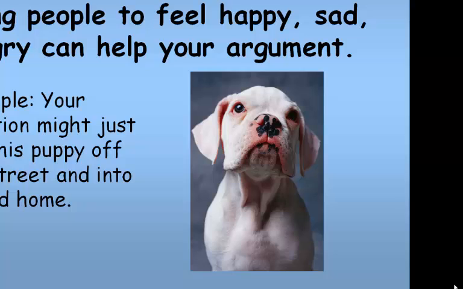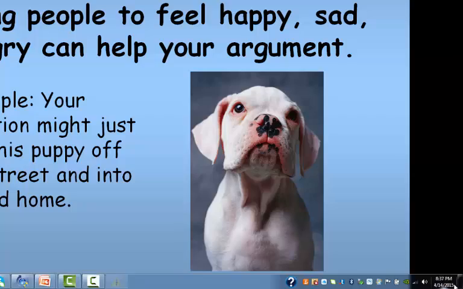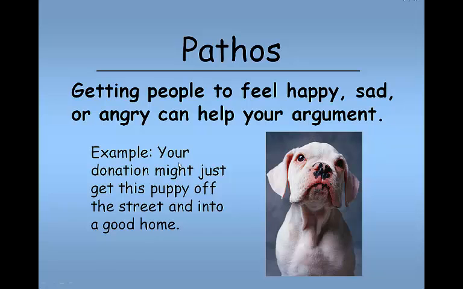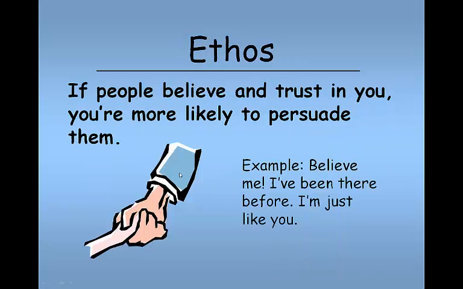So, yeah, I kind of buy into that. I don't want the puppy to be miserable, just like I didn't want Patsy to be miserable. So that's pathos. Okay, ethos is if people believe and trust in you. And that's a part of where good writing comes in. The example is, "Believe me, I've been there before, I'm just like you." But another example can be, do you sound convincing? That's important, isn't it, Patsy?